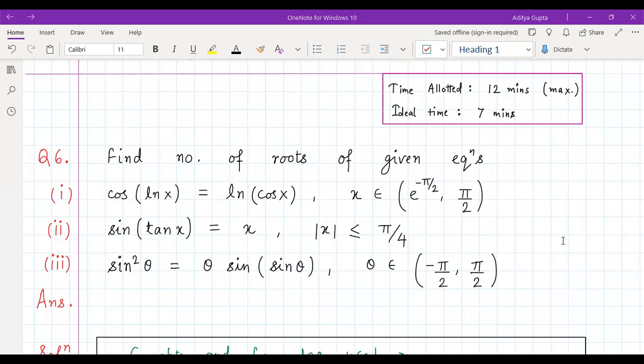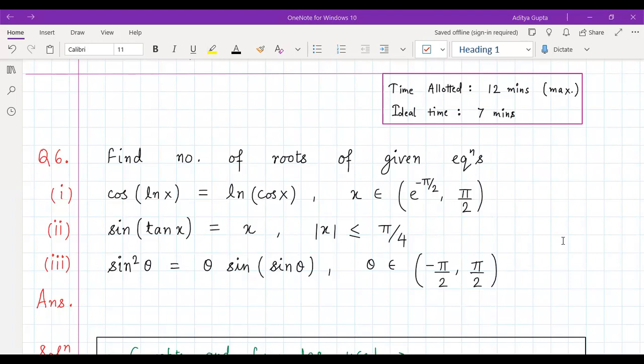Today we have question number 6 from the chapter of monotonicity and maxima minima. The question is asking us to find the number of roots of the given equations. First part is cos of ln x is equal to ln of cos x, belonging to e power minus pi by 2 to pi by 2. Second part is sine of tan x is equal to x, where mod x is less than or equal to pi by 4. Third part is sine square theta is equal to theta into sine of sine theta, where theta is from minus pi by 2 to pi by 2.